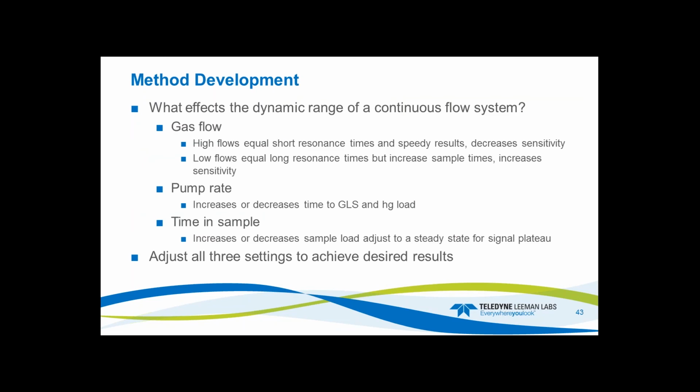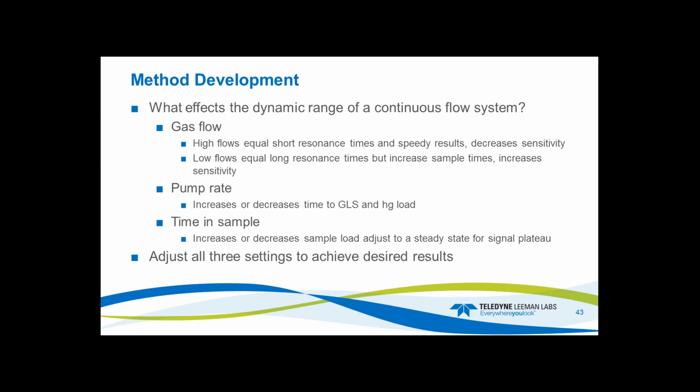So, method development. Now I'm going to talk about how to develop methods for your sample analysis needs. So basically, you have 3 things: gas flow, pump rate, and time in sample. So gas flows, high flows are going to equal short residence times, or the time that the mercury is going through the cell, and speedy results. But it's going to decrease the sensitivity.